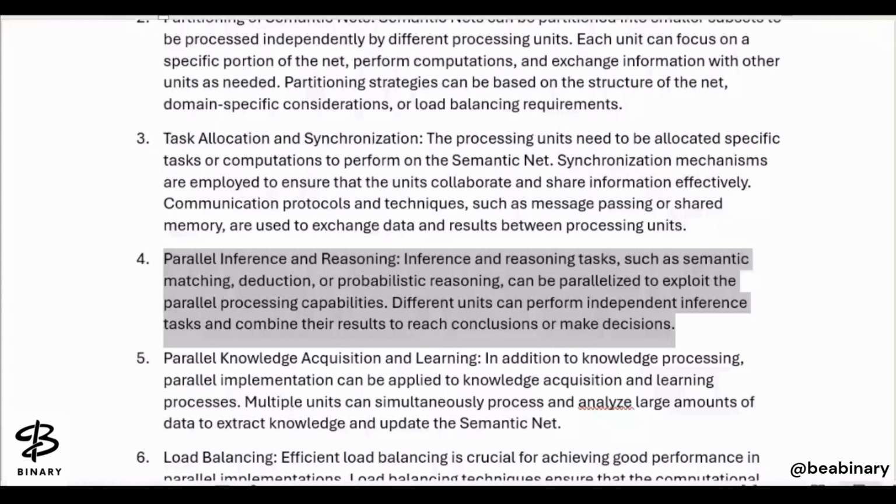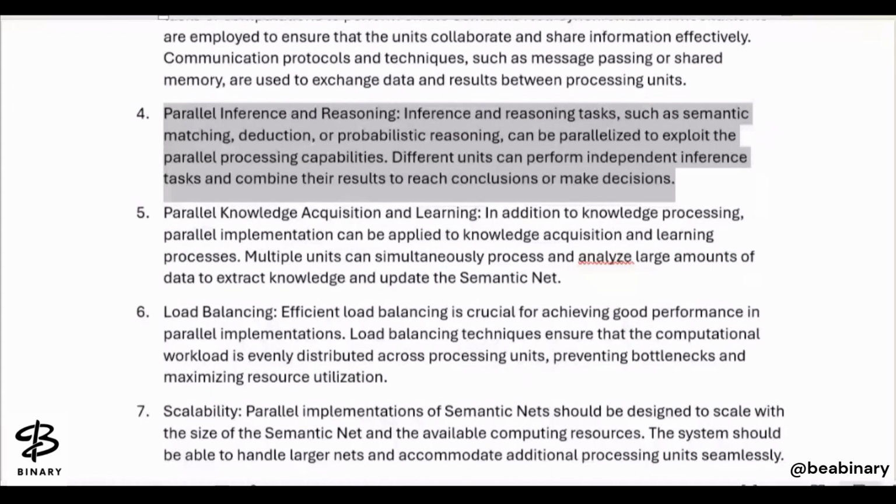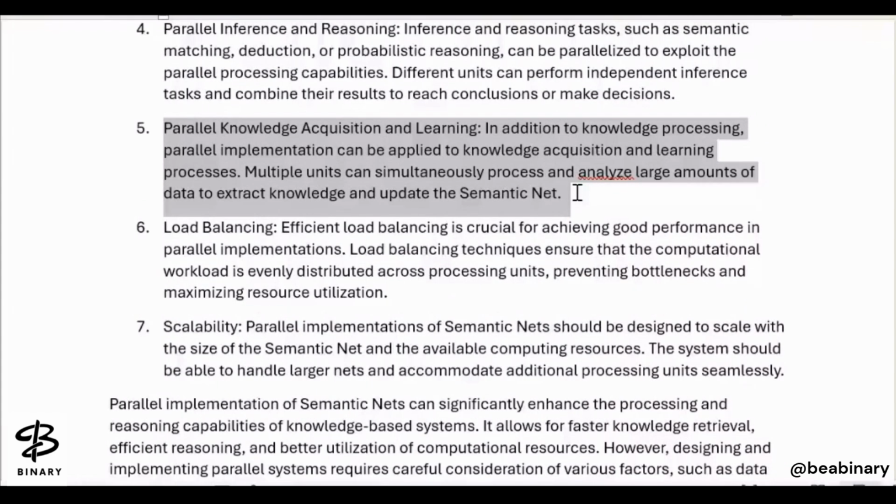Then parallel knowledge acquisition and learning is another task which needs to be performed by the partition semantic networks. So what do you understand by parallel knowledge gathering and learning? In addition to the knowledge processing, parallel implementation can be applied to the knowledge acquisition and learning processes, where multiple units can simultaneously process, as we are talking about parallel computing, and analyze a large amount of data to extract the knowledge and update the semantic network, right?